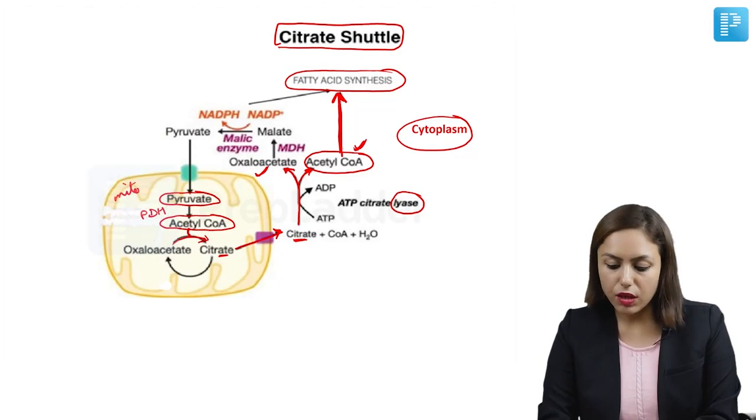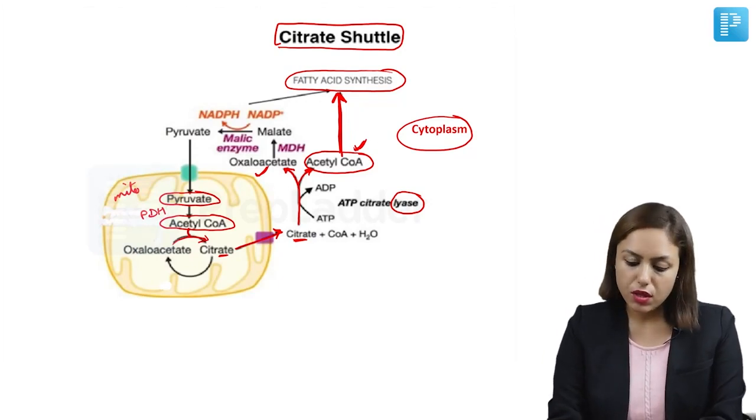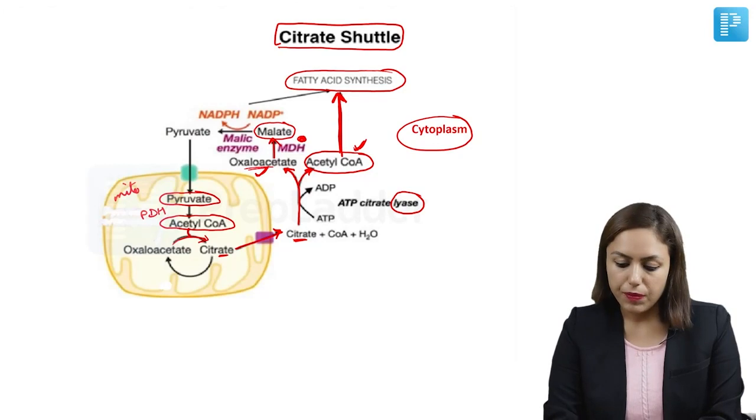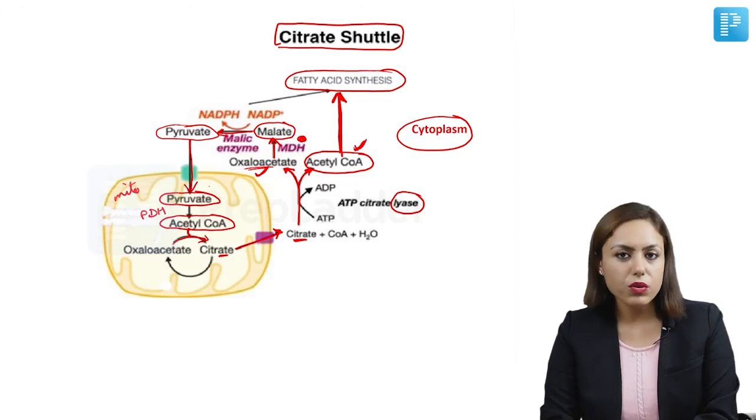Acetyl-CoA will take part in fatty acid synthesis. What will happen to oxaloacetate? It will be converted to malate by the enzyme malate dehydrogenase. Then malate will be converted to pyruvate. Then pyruvate enters the mitochondria. So our cycle is complete. We started from pyruvate, and we have ended at pyruvate. In shuttles, always complete the cycle.